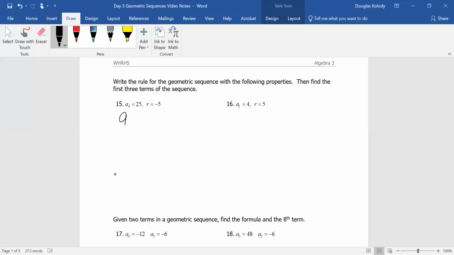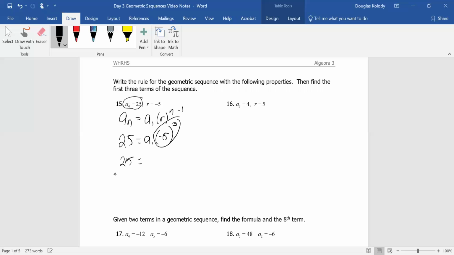And I know that the formula is a sub n equals a sub 1 times r raised to the n minus 1. So since I know that the fourth term is 25, let me write that. The fourth term is 25, and that's the mystery first term times negative 5 raised to the 4 minus 1 power, which would be to the third power. Remember, to get to the fourth term, you have to raise it to the 4 minus 1, or the third power.